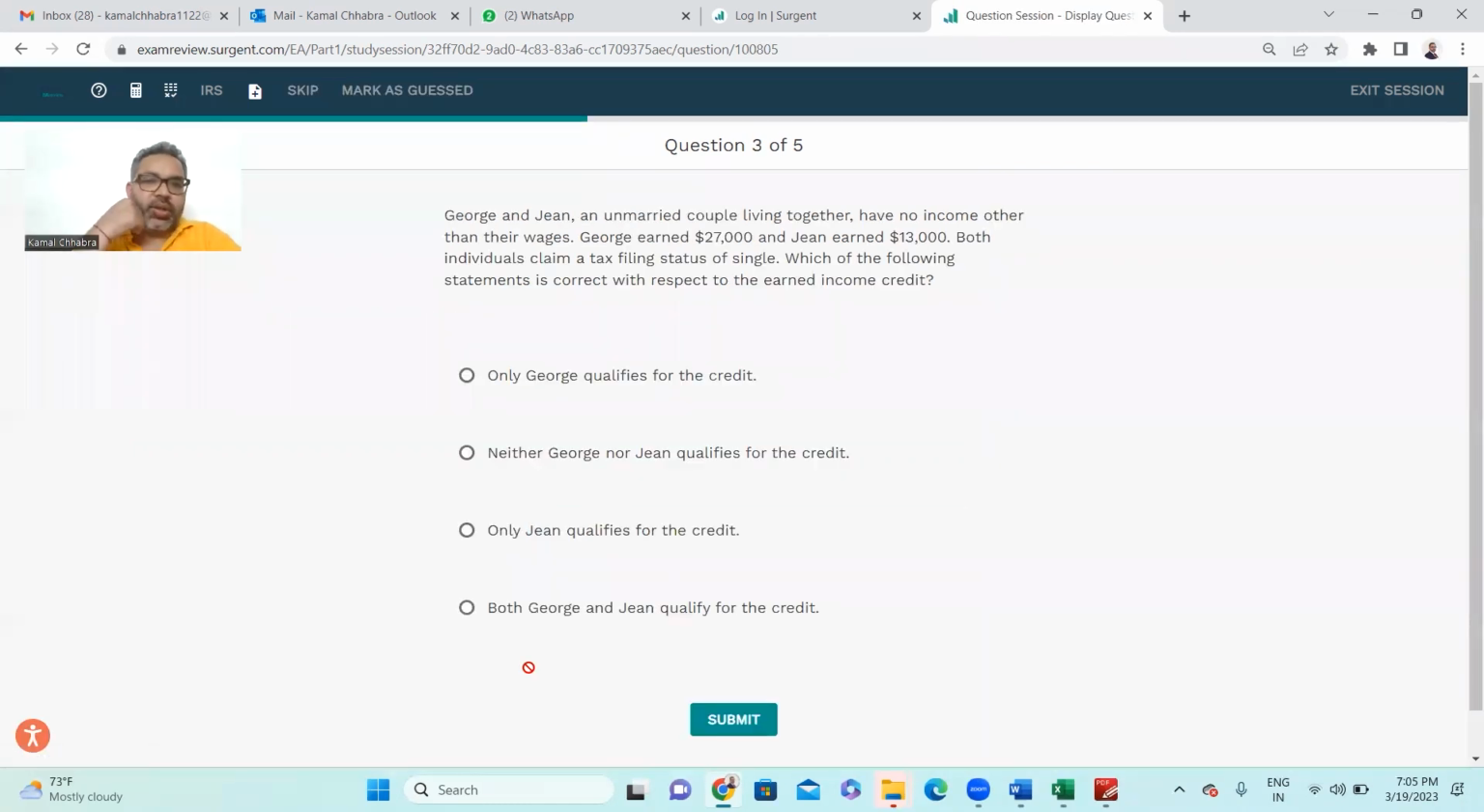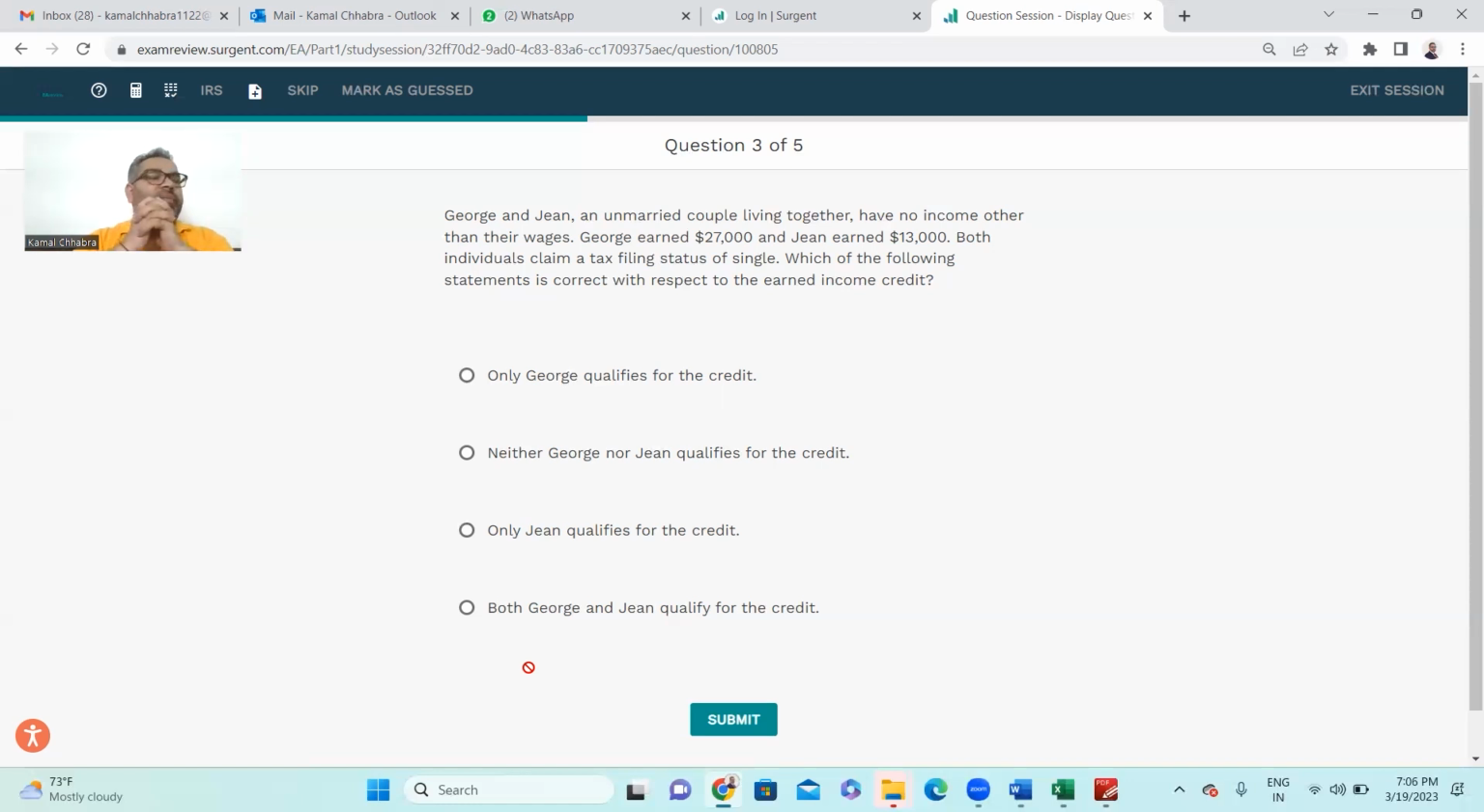Next question. George and John, an unmarried couple, live together and have no income other than their wages. George earned 27,000, John earned 13,000. Both individuals claim a tax filing status of single. Which of the following statements is correct with respect to earned income credit? Only George qualifies for the credit. Neither George nor John qualifies for the credit. Only John can qualify for the credit, or both of them can qualify.